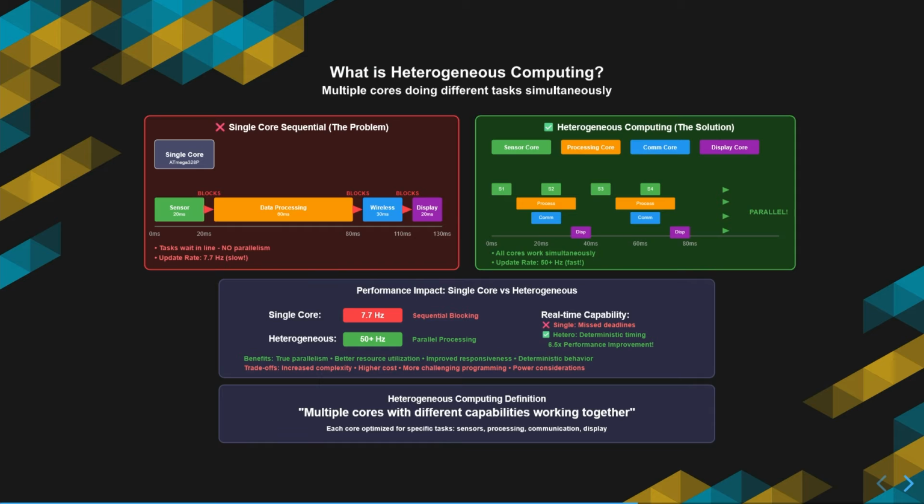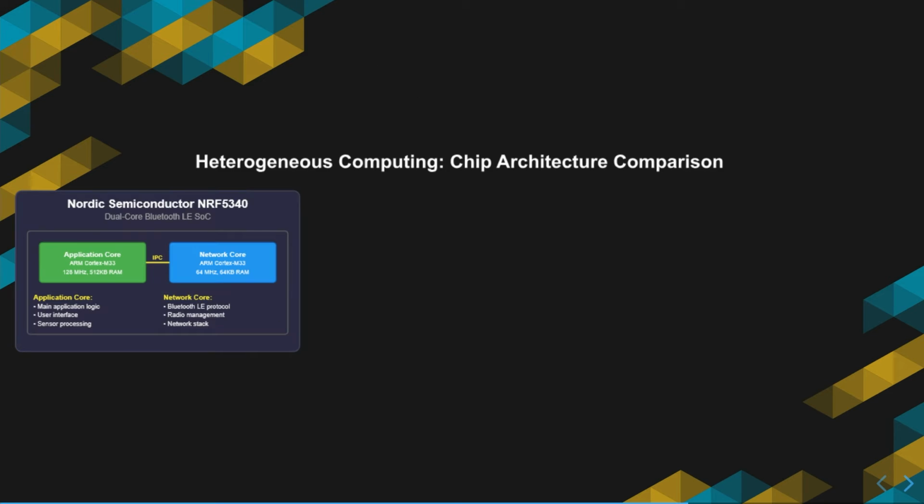So let's look at an example of 3 real chips that I kind of like work with that demonstrates different approaches to heterogeneous computing. On the left, we have the Nordic nRF5340. Now this is a dual core Bluetooth LE system on a chip. It has an application core running at 128 MHz with 512 KB of RAM, and a network core at 64 MHz with 64 KB of RAM.